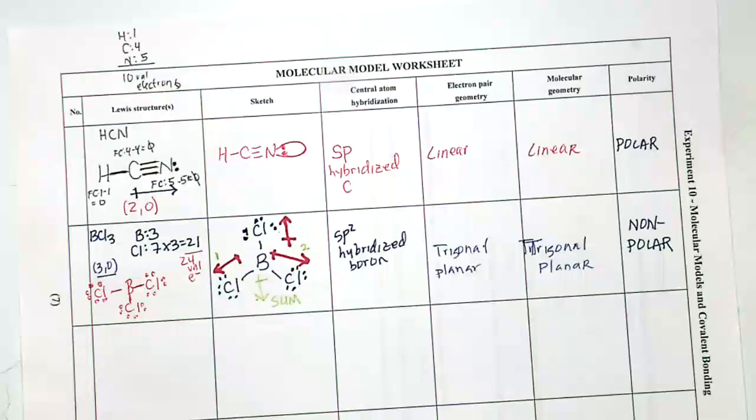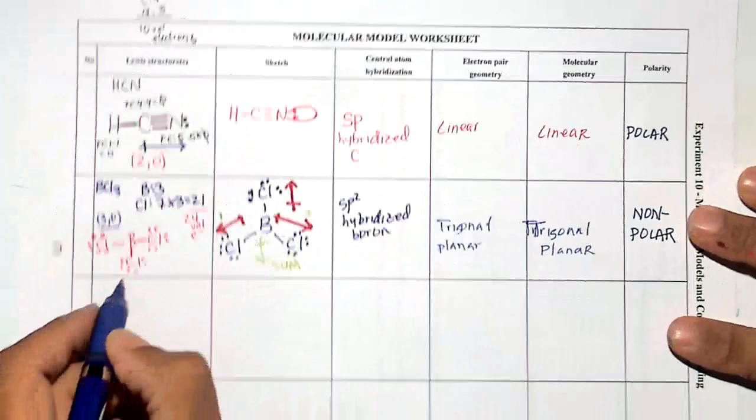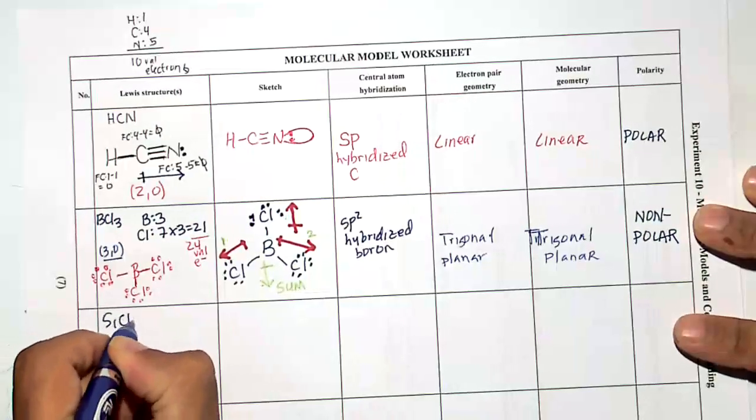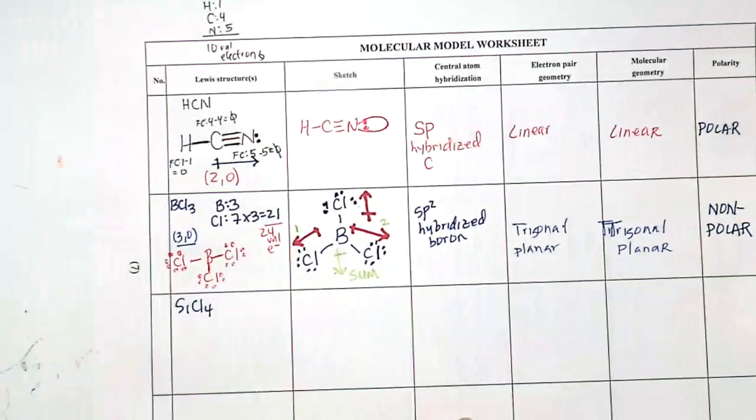All right, ready to go to the next one, number 3, okay? 8 more to go. So this one, Hope, is a black one and 4. Yeah, 1 black and 4 of the greens. Which one? This one, SiCl4. Okay, SiCl4, okay?